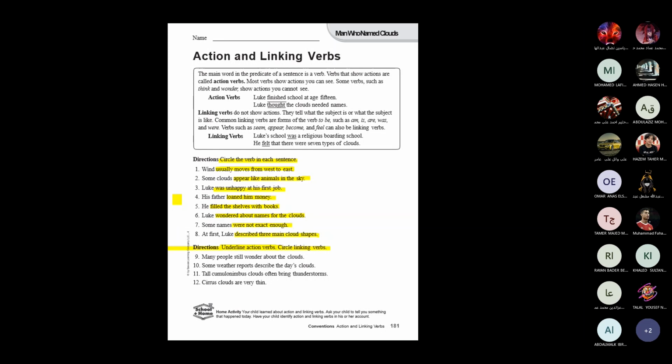Okay, Talal, very good, Talal, but you know, number 12 must be circled, not underlined, because R is a linking verb. R here is a linking verb. You see, R must be circled like that, because he's saying circle linking verbs, circle linking verbs.